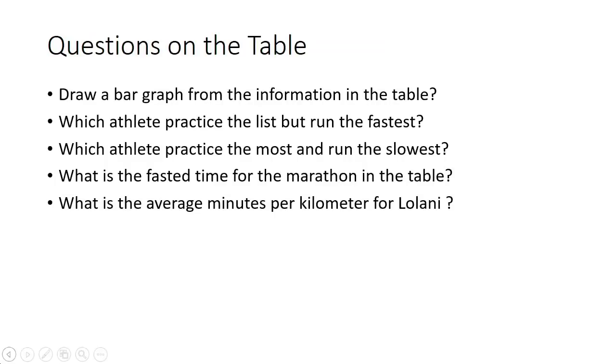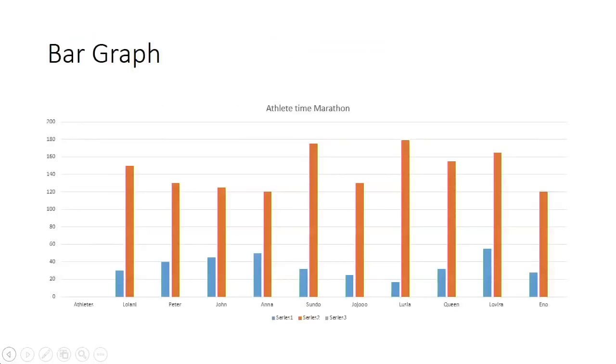What is the average minutes per kilometer for Lolani? Now, let's look at the graph. This is how you draw the graph. When you look at this graph, you need to see the values of the students. The time they took to practice is in blue, and the time they took to complete the marathon is in yellow or a brownish kind of color. That is the time that they have taken to complete the marathon.